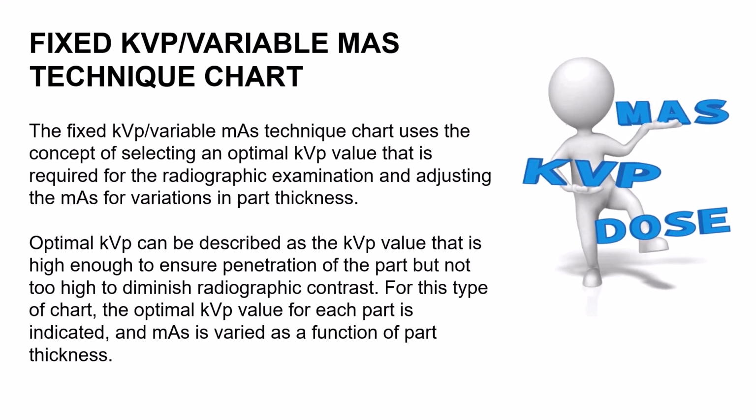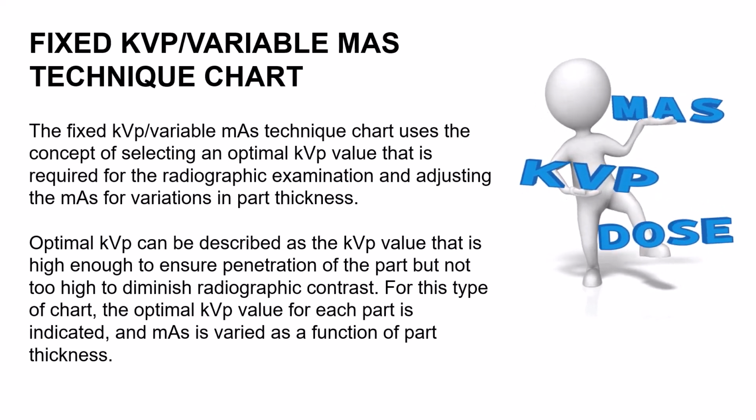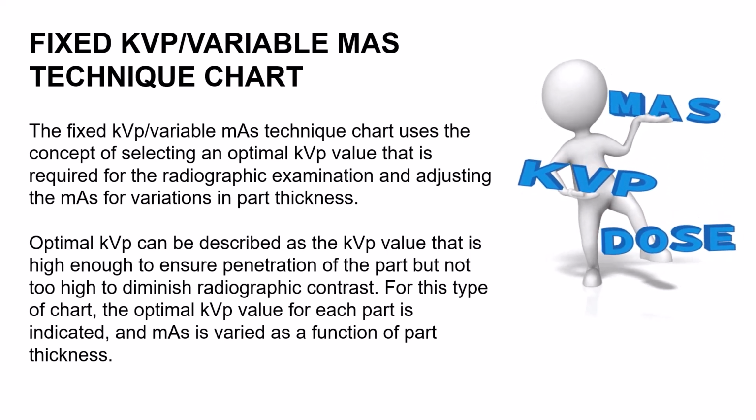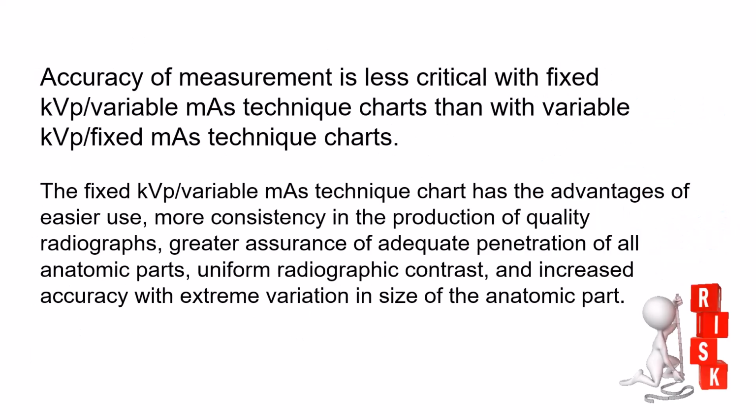You find the optimal KVP and leave it fixed, and then as the patient's size increases or decreases, the mass increases or decreases proportionately. This works well on the average patient, but if you get a very, very thin patient or one with COPD or a very obese patient, you have to manually set your technique appropriate for the pathology that you're trying to demonstrate.